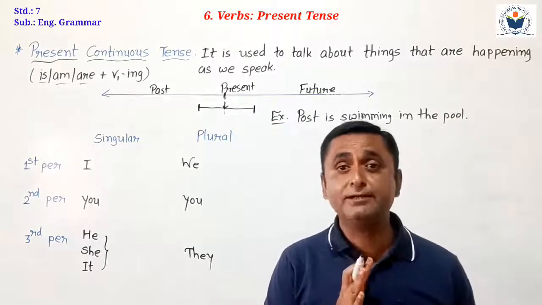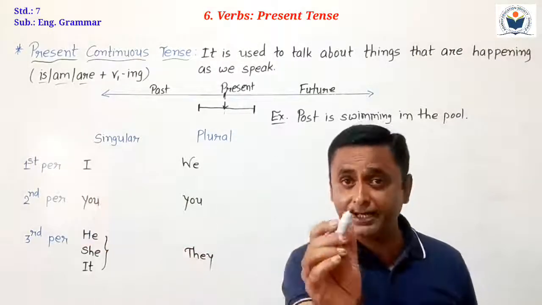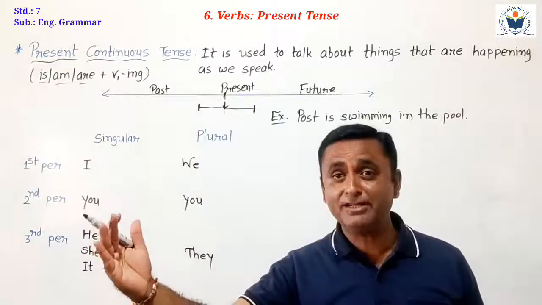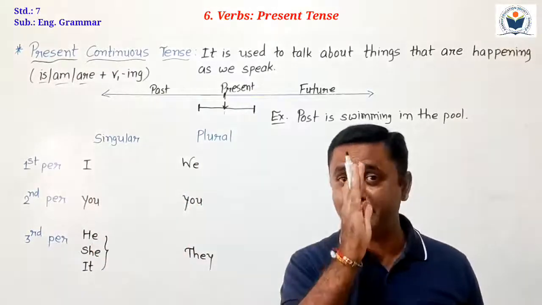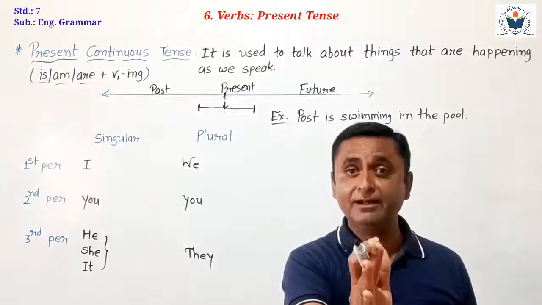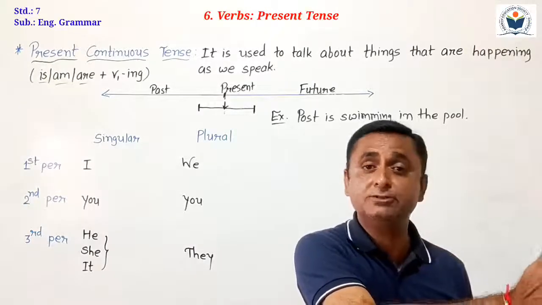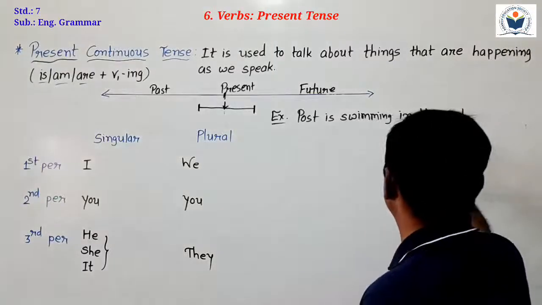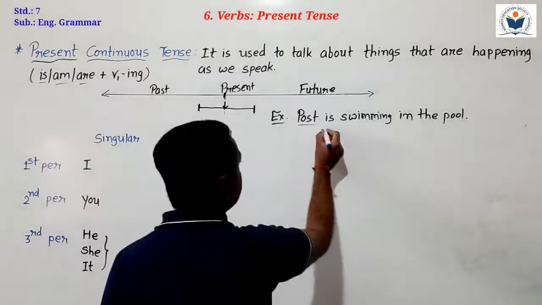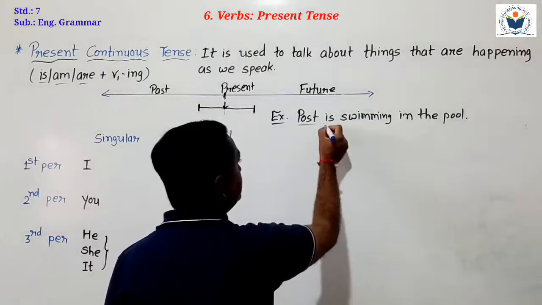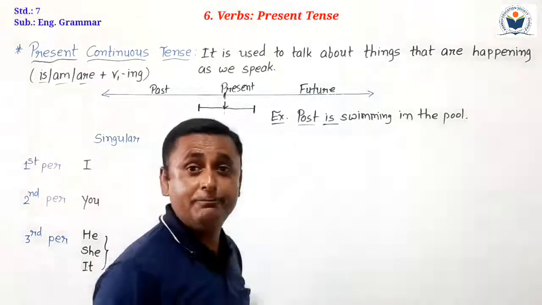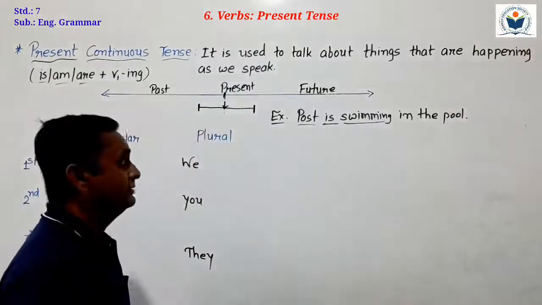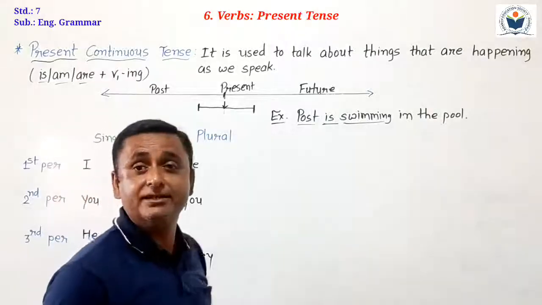Means जब हम बोलते हैं तब पोस्ट स्विमिंग कर रहा है, आपकी नजर के सामने वो स्विमिंग कर रहा है, मगर वो पास्ट में, लिटिल बिट पास्ट में स्विमिंग करना उसने स्टार्ट कर दिया है, आपने देखा, तब वो स्विमिंग कर रहा है, मे बी इन फ्यूचर आप बोल ले उसके बाद भी वो स्विमिंग करता रहे। सो दैट टाइप ऑफ थिंग्स वी हैव टू शो विद द प्रेजेंट कंटिन्यूअस टेंस। Post is swimming in the pool, so I use here is as a helping verb and ing, the ing form put is swimming. So by this way we have to use present continuous tense.